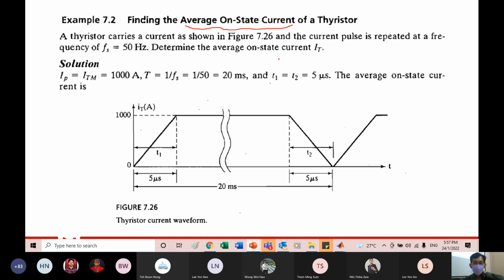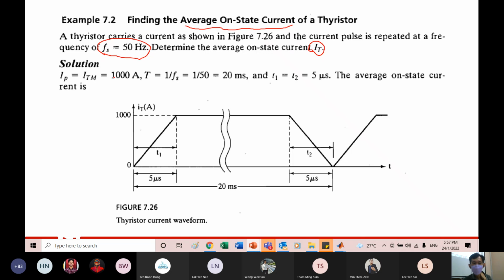This is entirely from textbooks, and I need to declare this. Again, the frequency is 50 Hertz. So don't worry, in your questions I will never ask you to calculate at 1 megahertz for this one. Never happens in real life lah. Okay, so determine the average on-state current, IT.